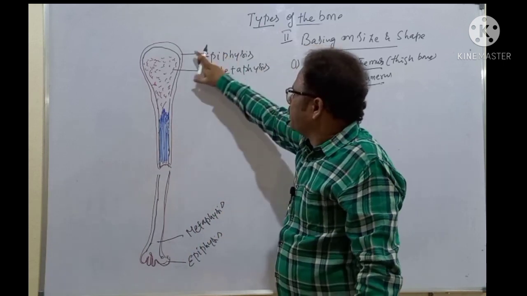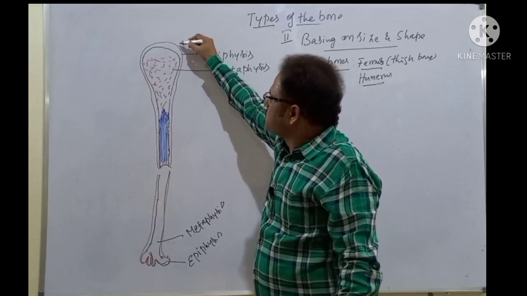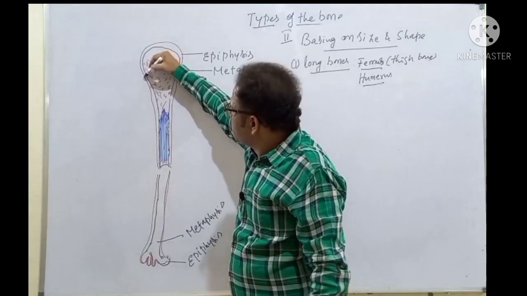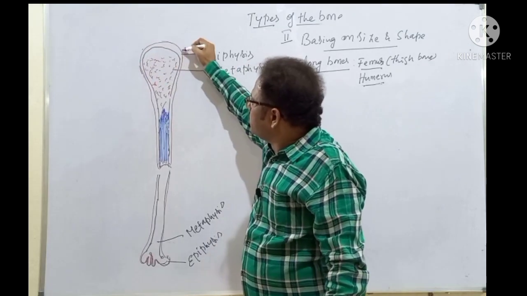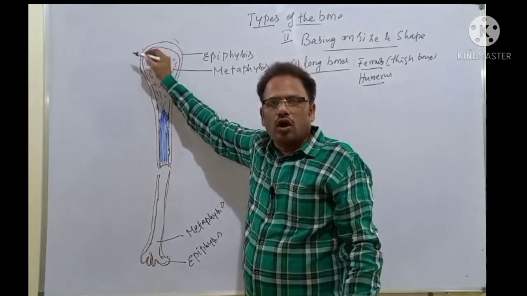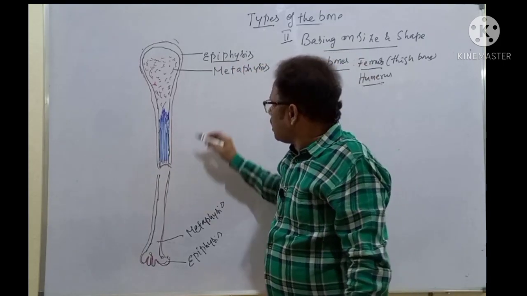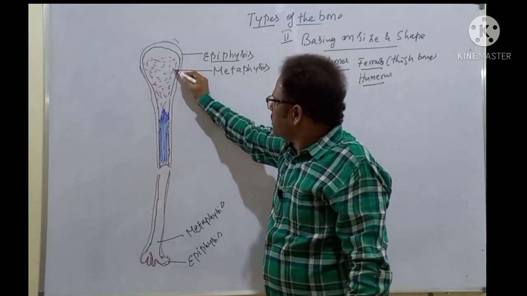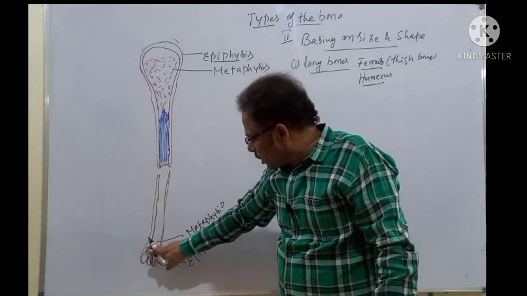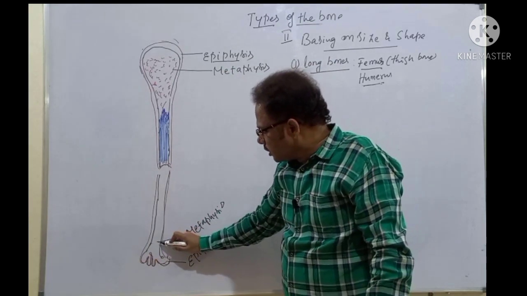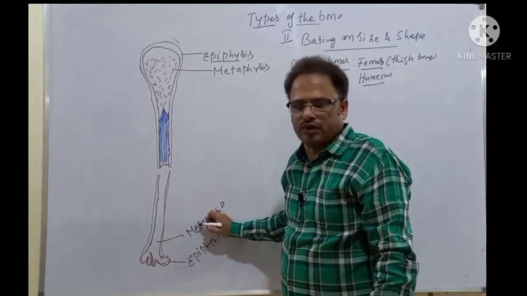So epiphysis, what is that? Here a raised, expanded surface is there, isn't it? This expanded surface of the long bone is called the epiphysis. And here this one is the metaphysis. This one again is an expanded surface, epiphysis, and slightly near to this one there is a metaphysis.